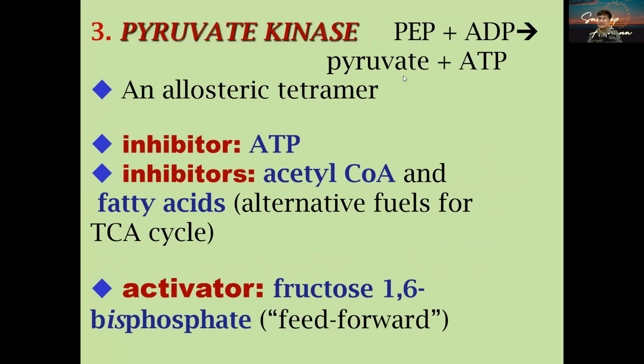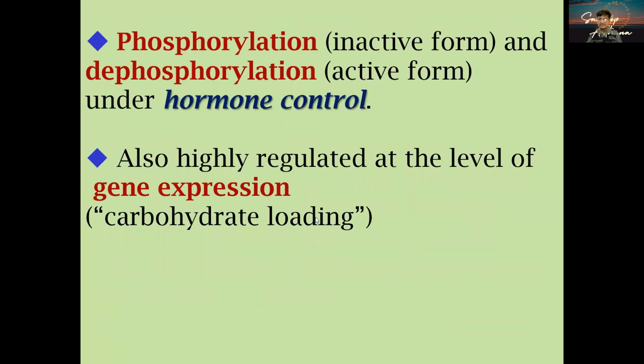Then the pyruvate kinase, where PEP reacts with ADP, and pyruvate and ATP are going to be formed. This is an allosteric tetramer. So the inhibitor is going to be ATP. Another inhibitor is going to be acetyl coenzyme A and other fatty acids. And the activator is always going to be fructose 1,6-bisphosphate. This is the feed forward activation and this is the feedback inhibition.